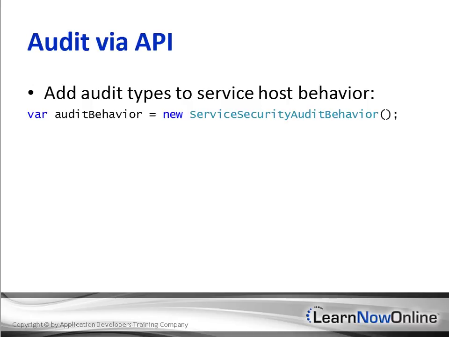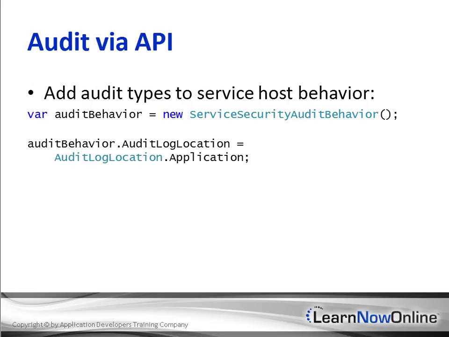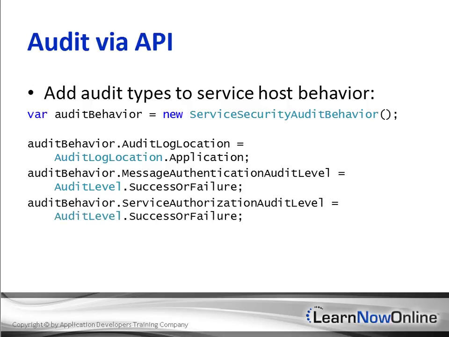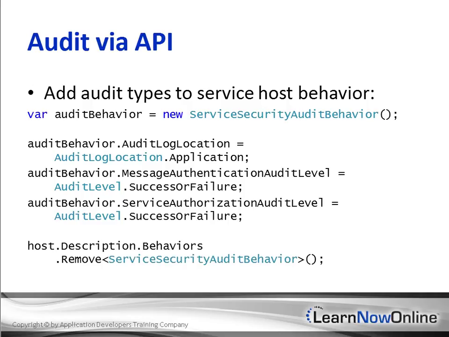So you would start off by creating an instance of the service security audit behavior. Then you would set the audit log location, which could be application or security log. Then you can set the audit level of both the message authentication and service authentication. You can remove any prior configuration by using the remove option and then add yours. So that's configuration. I'll show you how to do it now.